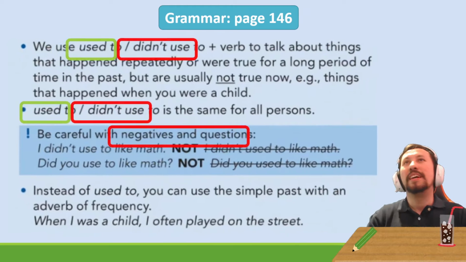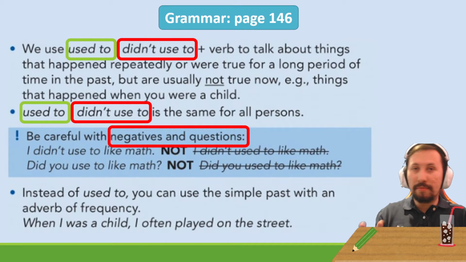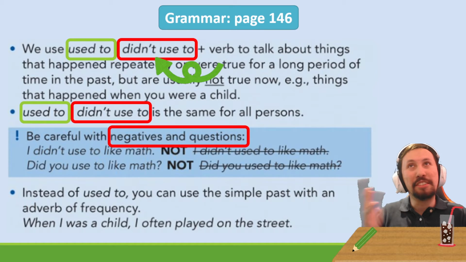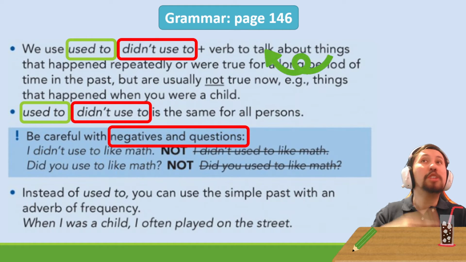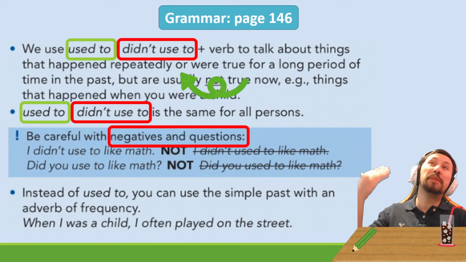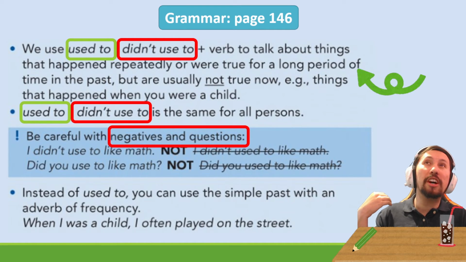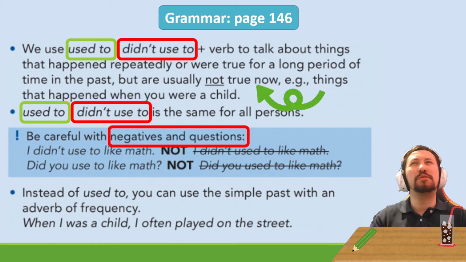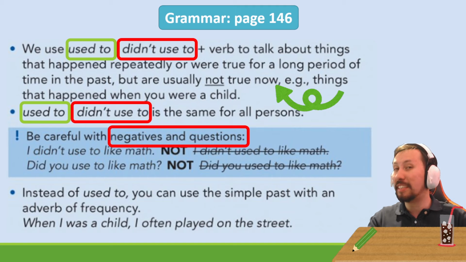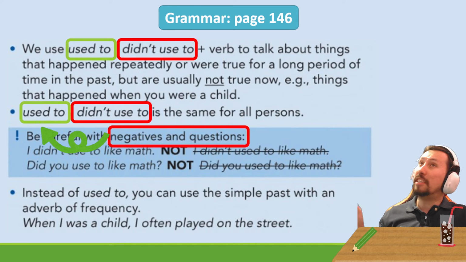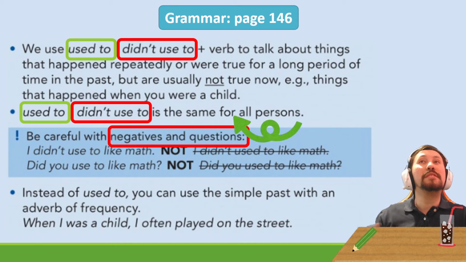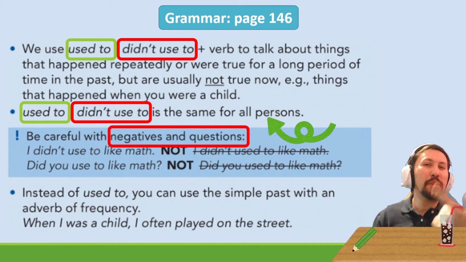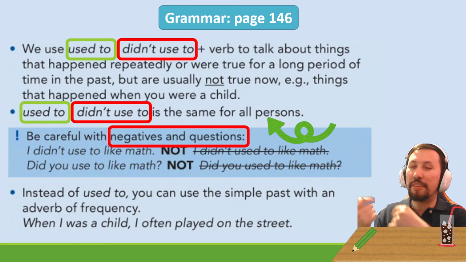Okay, so in other words, we use used to and didn't used to plus a verb to talk about things that happened repeatedly or were true for long periods of time in the past but are usually not true now. Yes, that's important. And used to and didn't used to are the same for all the persons. I, you, he, she, it, we, they, etc. They all are the same for this.